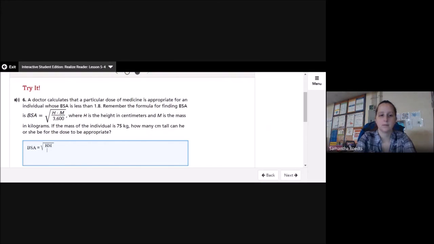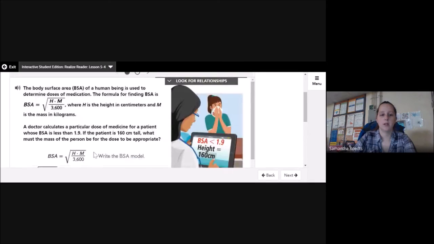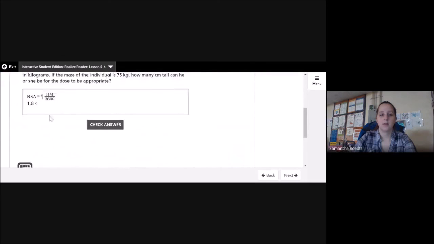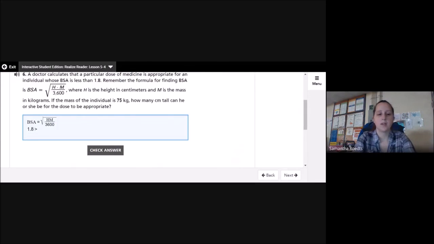That means the BSA of 1.8 is less. Remember over here, we had this inequality. 1.8 is greater than the square root of the height, which we don't know, times the mass of the person, which is 75, divided by 3,600. I need to square both sides.